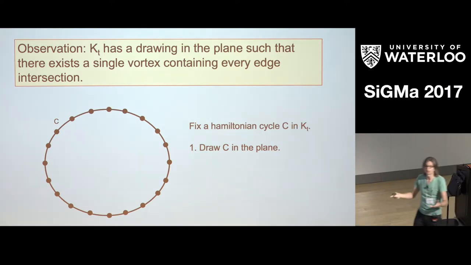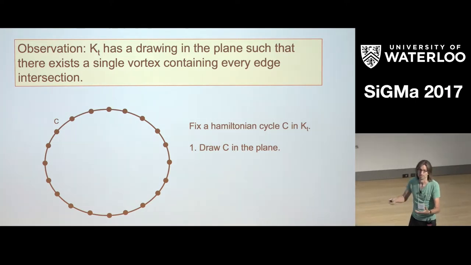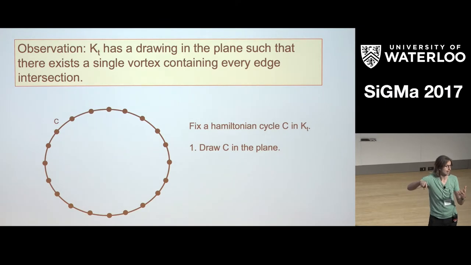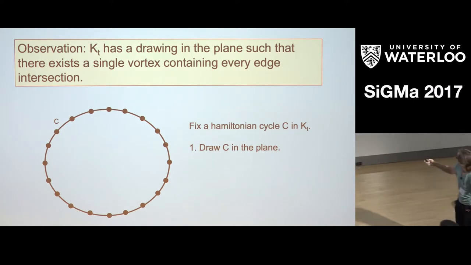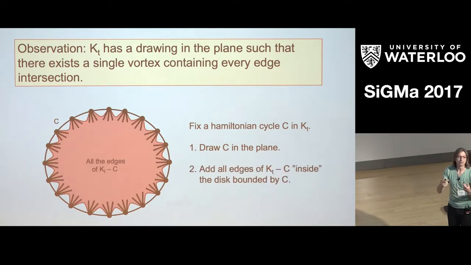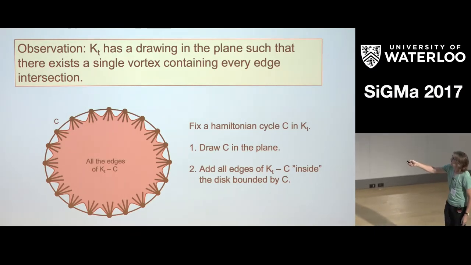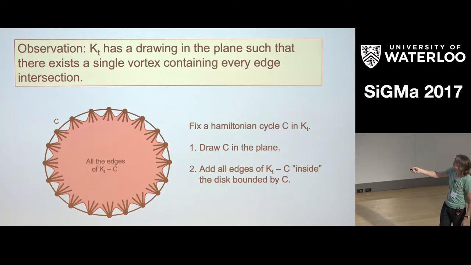So take your K_t, t is some huge number. Fix a cycle, a Hamiltonian cycle in the clique, and draw it in the plane as it should be, right? So I have it like this. And then, again, I'm allowed to have a single face with crossing edges. Well, I just put all the remaining edges of the clique on the inside, and now I have a single disk in the plane that intersects the drawn graph only on vertices and contains all the crossing edges.